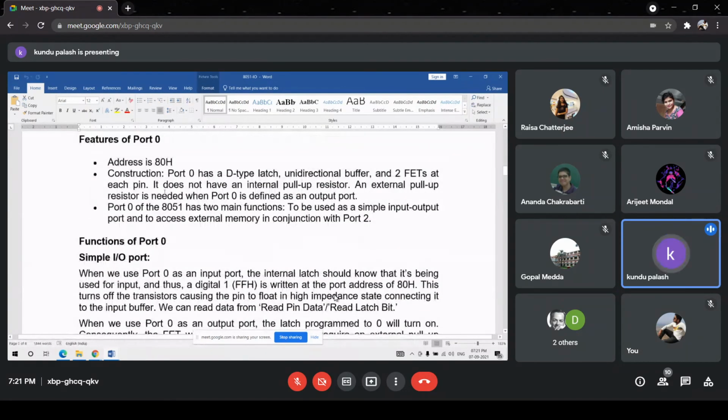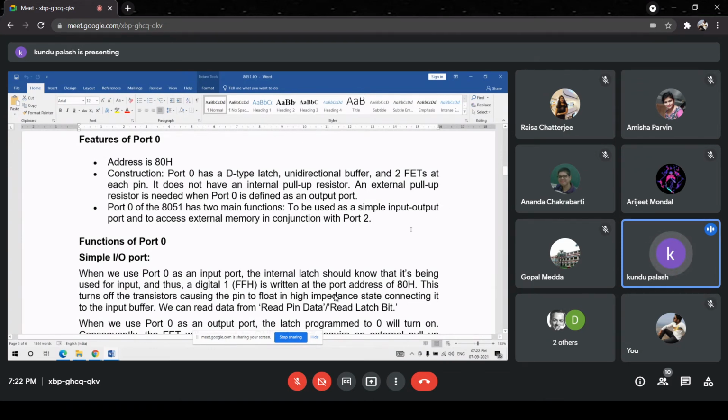So port 0 of the 8051 has two main functions: to be used as a simple input-output port, and to access external memory in conjunction with the port 2. We'll discuss later. That means whenever the microcontroller is interfaced with an external memory, then the port 0, the 8 lines, should be used as address lines. That is the characteristic. But otherwise, when the EA pin is inactive, that is connected to the high logic, these port 0 8 lines will act as a simple input-output port.